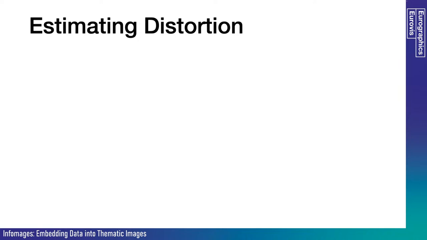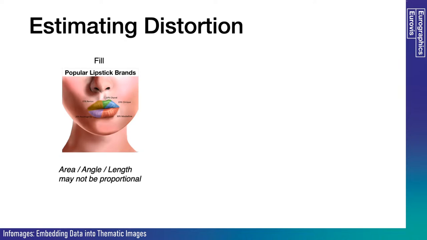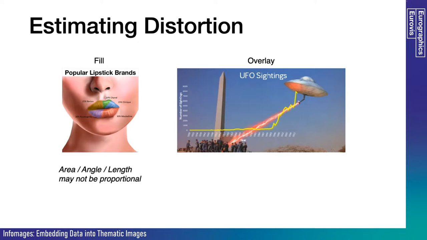In case of the fill method, the areas, angles, or arc lengths of the segments may not match the proportions of the original data. And in case of the overlay charts, the line or bar chart can get distorted by choosing an inappropriate aspect ratio or changing the range of the y-axis to change the perception of the trend. To report such distortions, we compute the difference between the actual data and the plotted values.